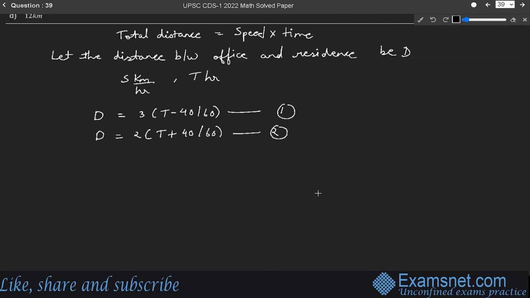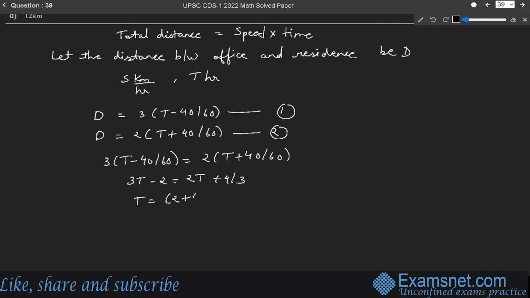Now from equation number 1 and 2, we get 3 into t minus 40 upon 60 is equal to 2 into t plus 40 upon 60. On further solving, it will be 3t minus 2 is equal to 2t plus 4 by 3. So t will be equal to 2 plus 4 by 3 hours. So t will be equal to 10 by 3 hours. Now from the second equation we will put the value of t here.